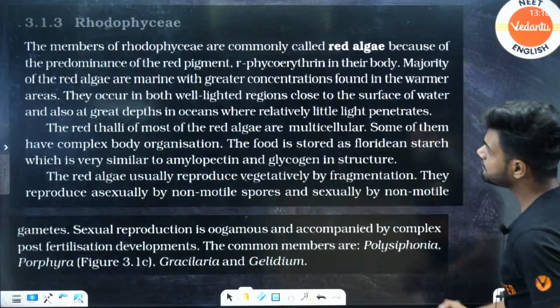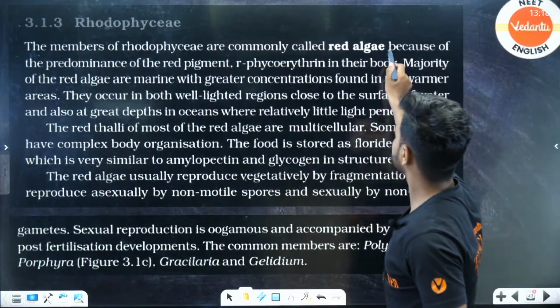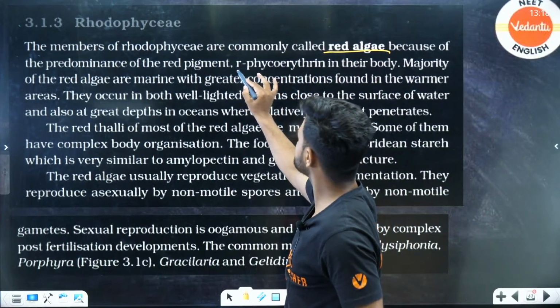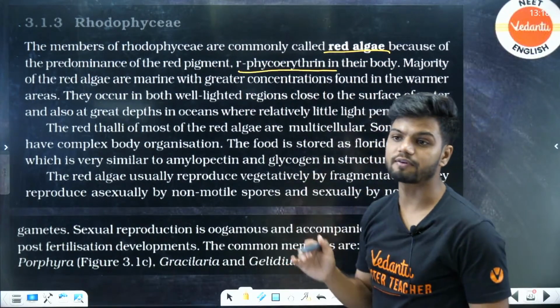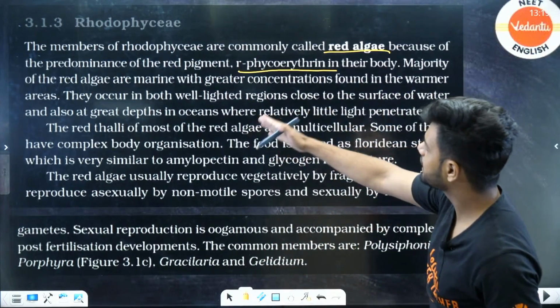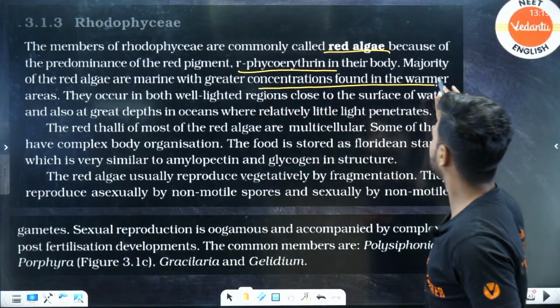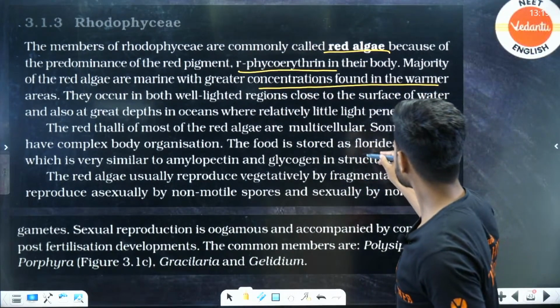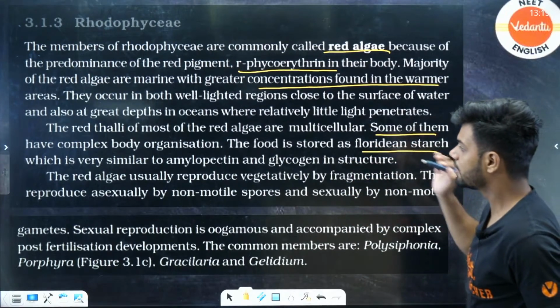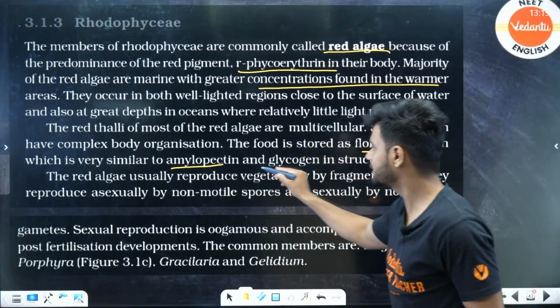Examples. Then we have red algae. Red algae, I told you, is called rhodophyceae because of the pigment phycoerythrin. We discussed that also. Majority of the red algae is marine, with greater concentration in the warmer water, right? Now, what is the stored food material? It is Floridean starch, which is similar to amylopectin and glycogen.